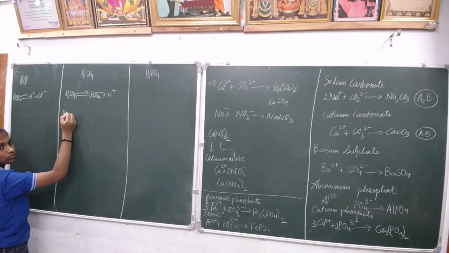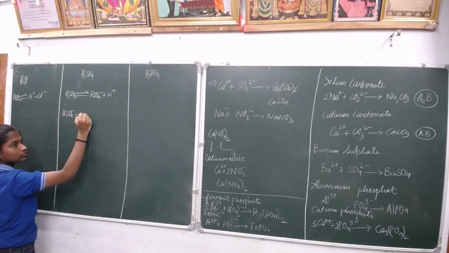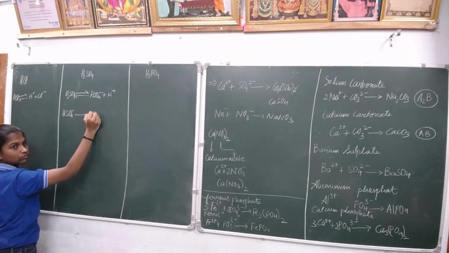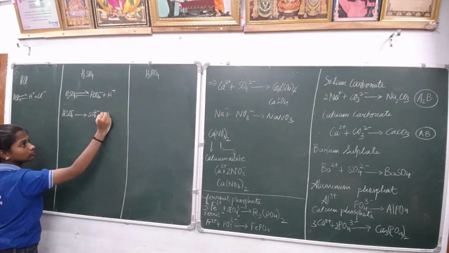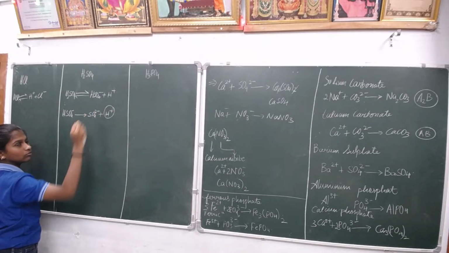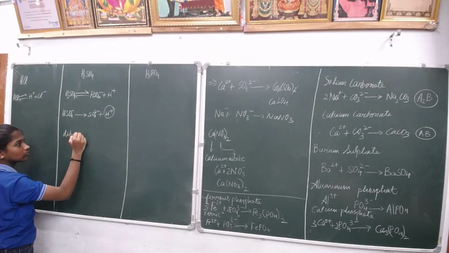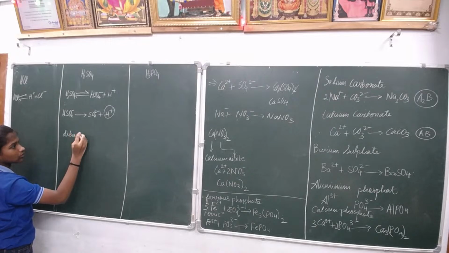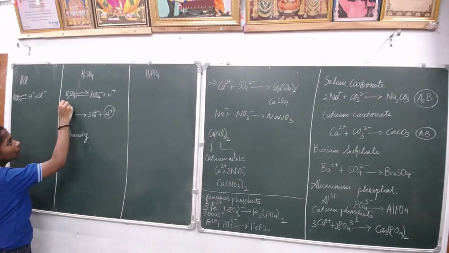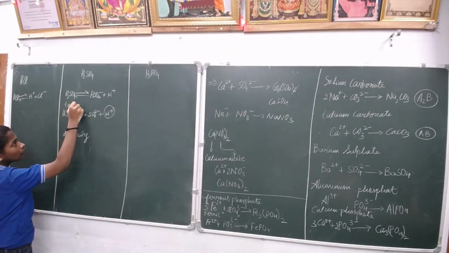Sulfuric acid is capable of releasing 2H+. That is why it's called dibasic. But it happens in two stages: one H+, then another H+. So HSO4- results in a monobasic salt, and SO4 2- results in a dibasic salt.